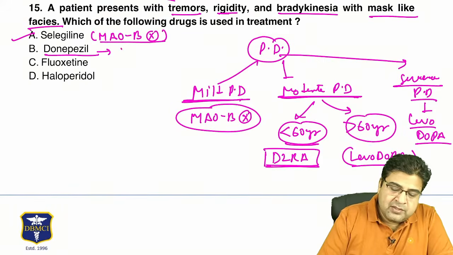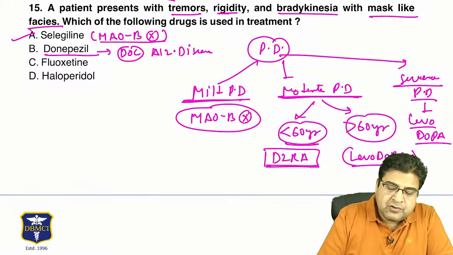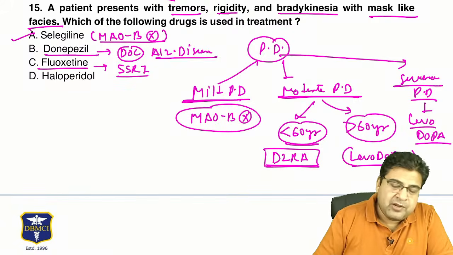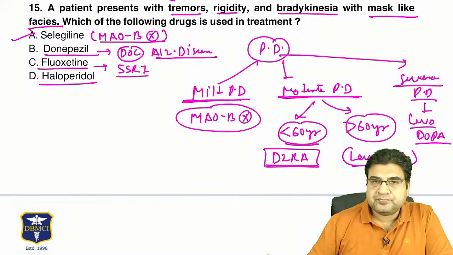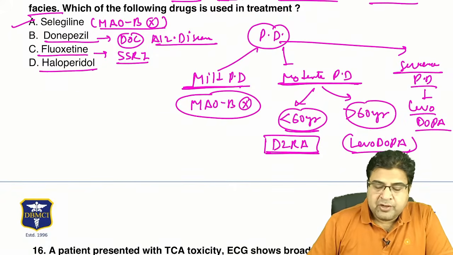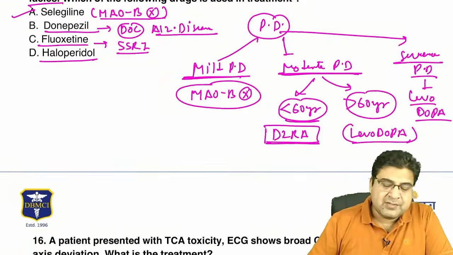Now, donepezil is a drug of choice for Alzheimer's disease. Fluoxetine is an SSRI. It is a drug of choice for depression. And haloperidol is an antipsychotic. It is given for the treatment of psychosis. So question number 15, the answer is A.